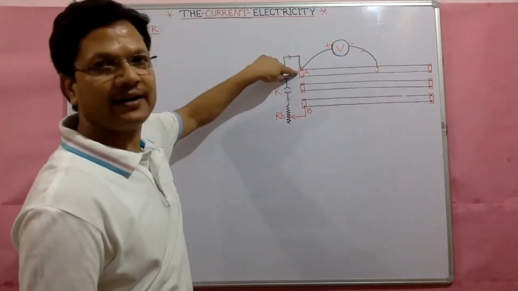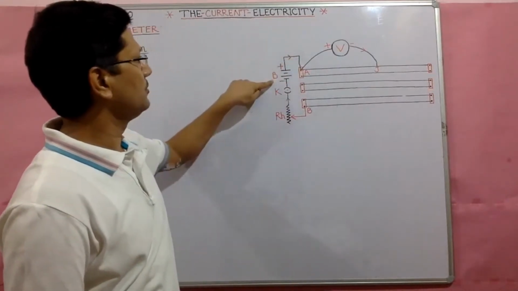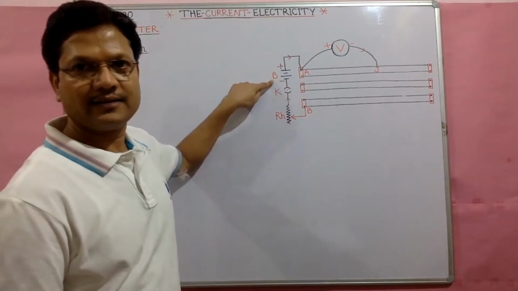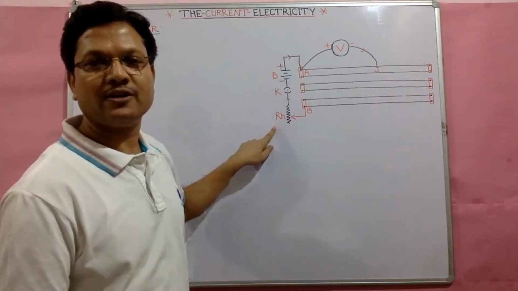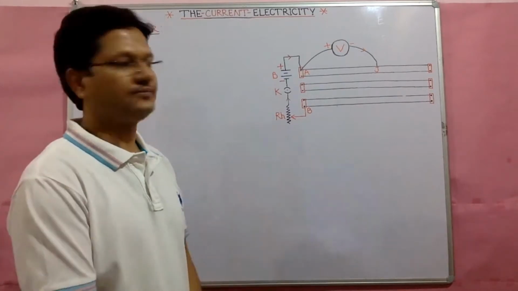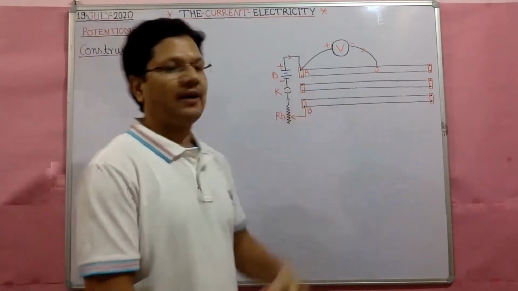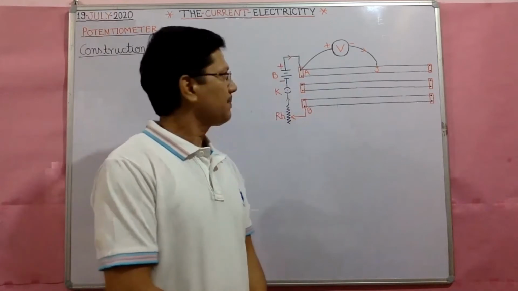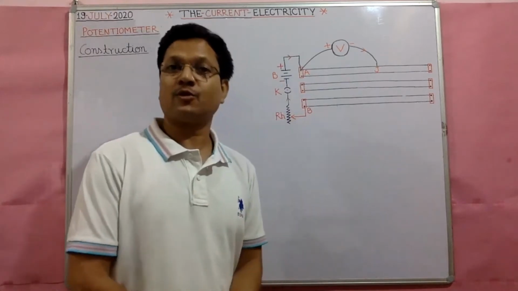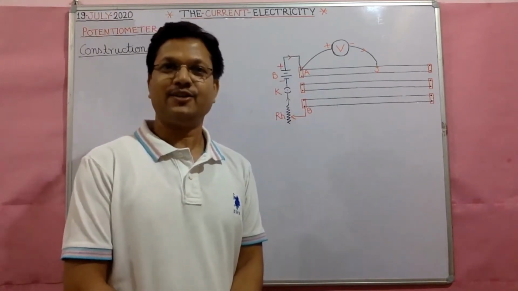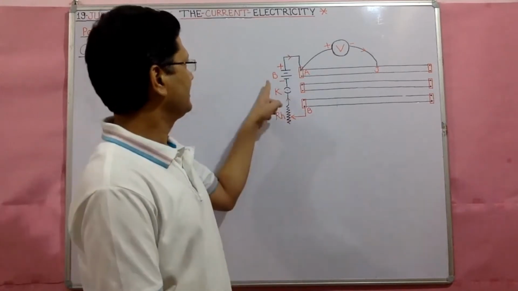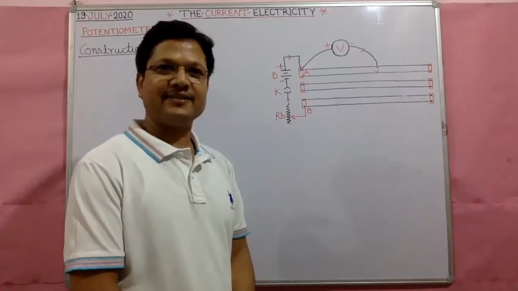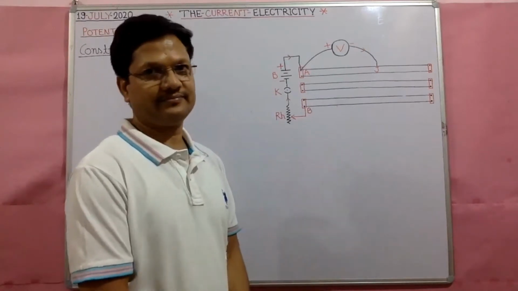One end of the wire is connected to a driver cell, that is a battery, a switch and a rheostat to control the current in the circuit. This wire is of uniform cross-section and uniform composition. This driver cell sends a current in the wire.